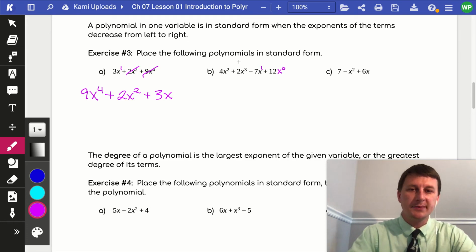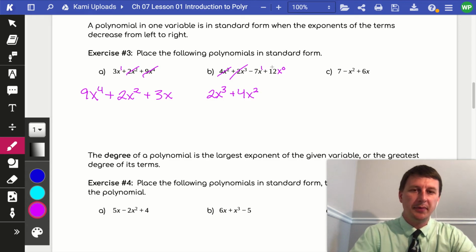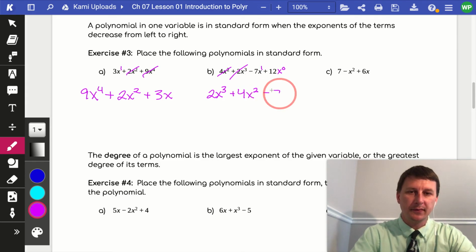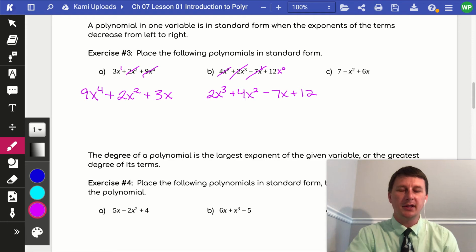So our greatest exponent reading from left to right is going to be the exponent 3 right there. So I'm going to put that term first, 2x to the third. Now my next greatest exponent is the 2, so I'm going to put that term next. That's 4x squared. 3, 2, and then I have an exponent of 1. But be careful because we want to keep the sign in front of the term. So that's a minus 7x. And finally, we have just the 12 left over, so we're going to put that positive 12 on the end. So again, in standard form, this polynomial reads 2x to the third plus 4x squared minus 7x plus 12.